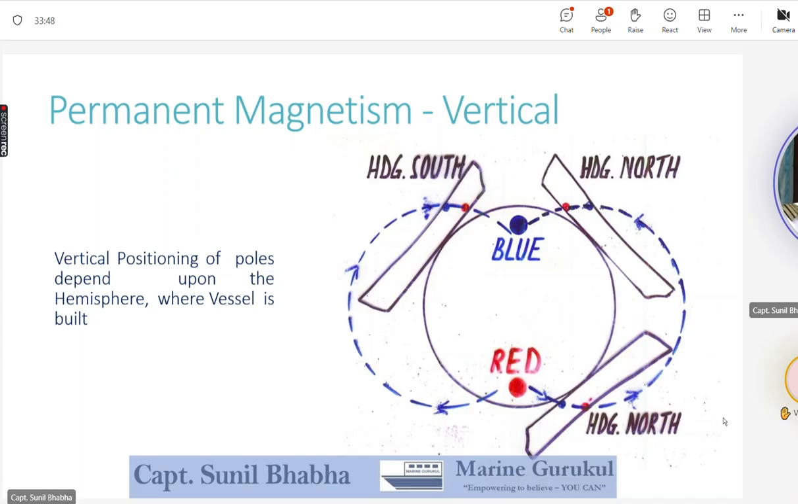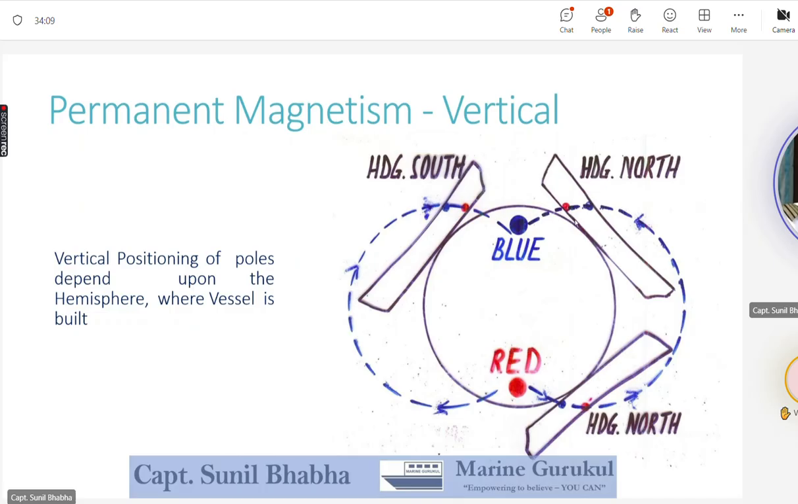And what we saw in the previous slide, which was changing with respect to the heading of the ship, that is the horizontal positioning of the poles. So all the horizontal structures like the fore and aft longitudinal, they will have that particular polarity. Now if we combine these two, it becomes a 3D kind of phenomenon.